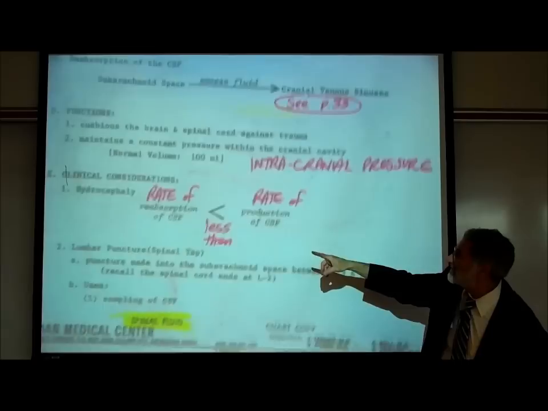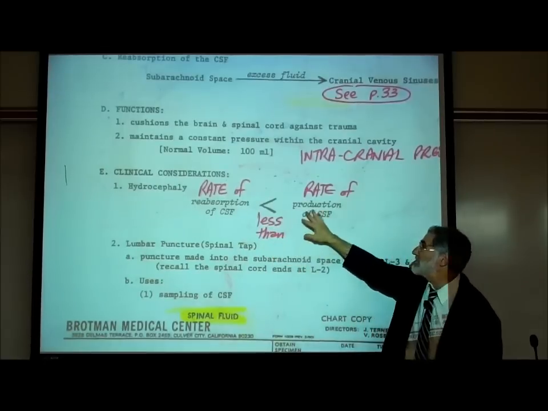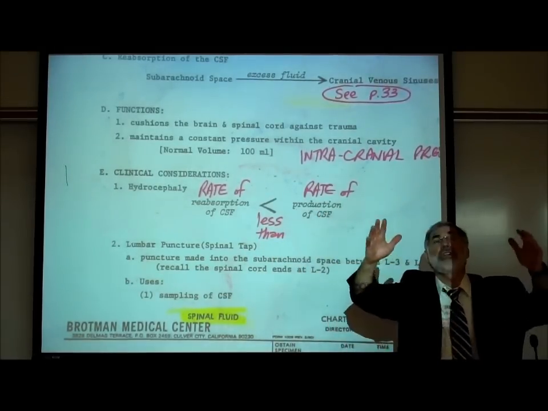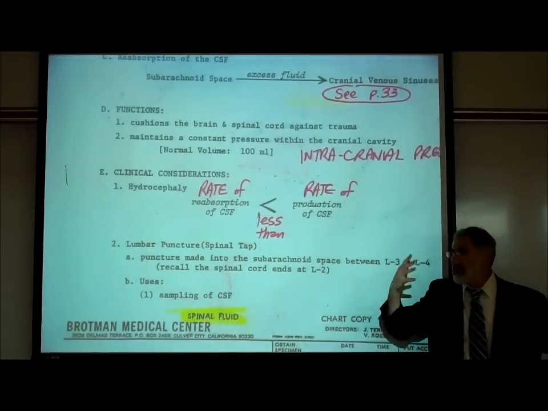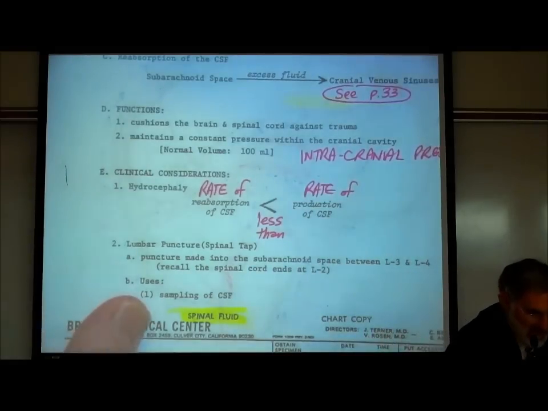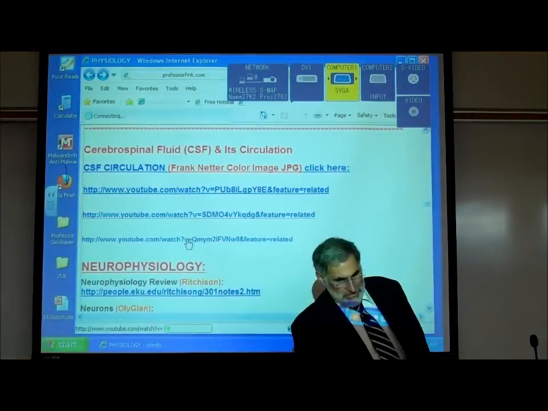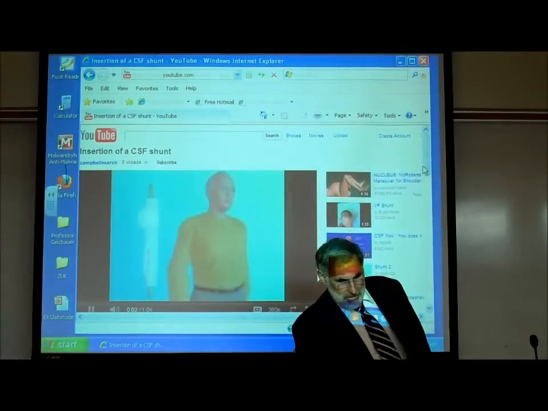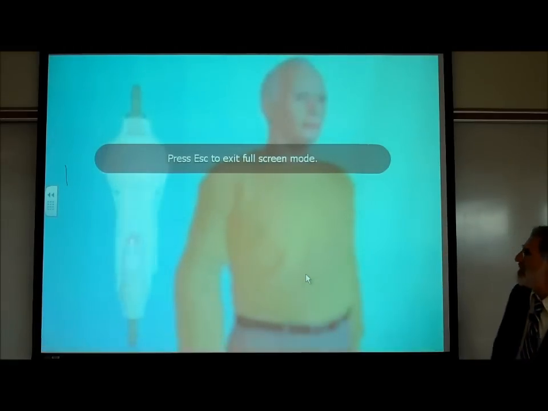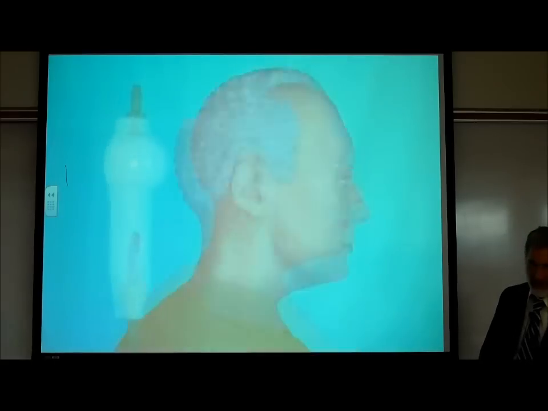So we wrote that hydrocephaly occurs when the rate of reabsorption of the cerebrospinal fluid is less than the rate of production. In other words, we know the fluid is being formed, it's being produced, and we know it's being reabsorbed. If it's not being reabsorbed as fast as it's being formed, you're going to get hydrocephaly. Again, I put a link here. There's a video you can watch. This shows insertion of a CSF shunt, a catheter for cerebrospinal fluid. The operation normally takes less than an hour, and it is a common procedure done by skilled neurosurgeons.